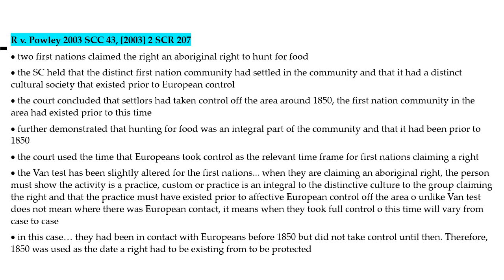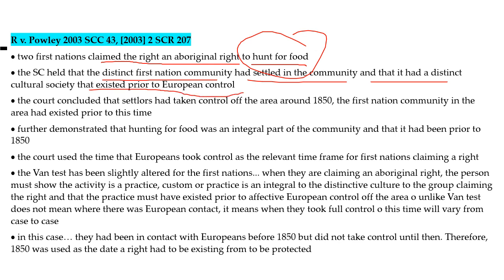Then in R versus Powley, two First Nation men claimed an aboriginal right to hunt for food. So hunting just for food. The Supreme Court held that a distinct First Nation community had settled in the area and had a distinct cultural society that existed prior to European control. The court concluded that settlers had taken control of the area around 1850. So the First Nation community in that area existed prior to this time, prior to European contact.